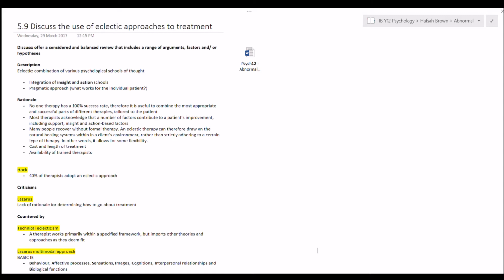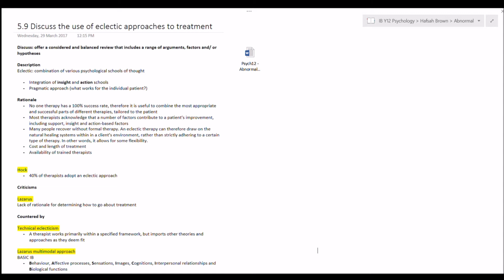Alright, so what we're going to do today is first look at a description of eclectic approaches, then look at the rationale for adopting such an approach, then some criticisms, some counter-criticisms, and a couple of research studies to include. Okay, so let's start with description.